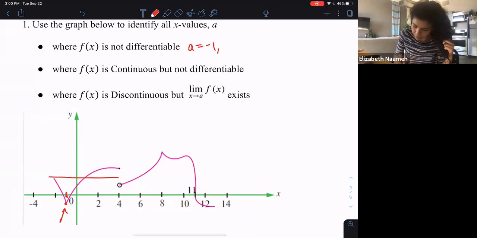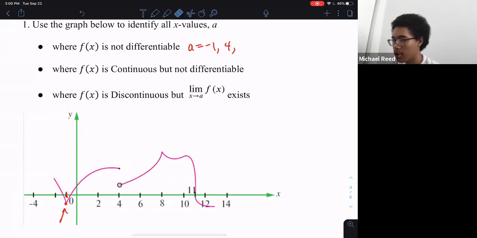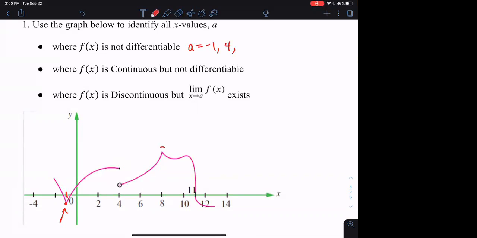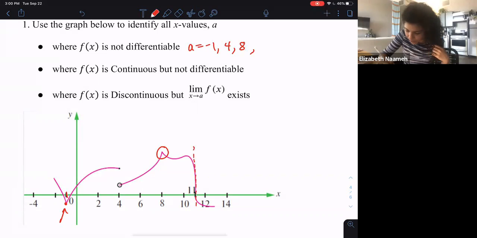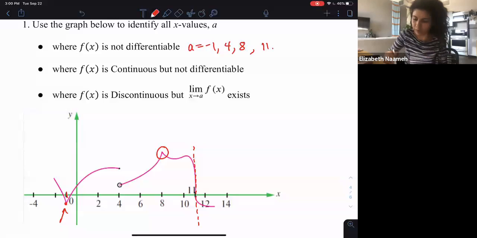What's the next one? Reading from left to right, at 4 there's a jump because of the discontinuity. 8, also at 8, because we have a sharp corner. 11. And 11, very good. At 11, what do we have? A vertical tangent line. Very good. That was fast. So please understand you're looking for all those. 11 is the tricky one people forget.